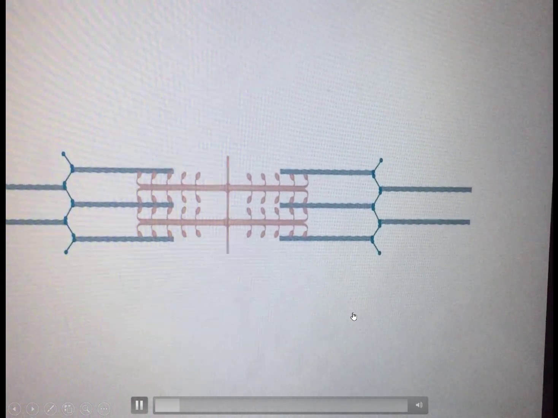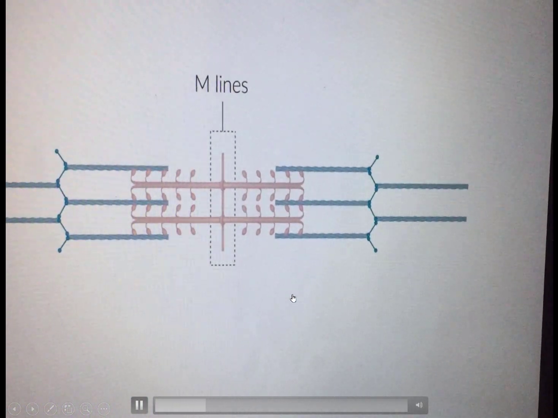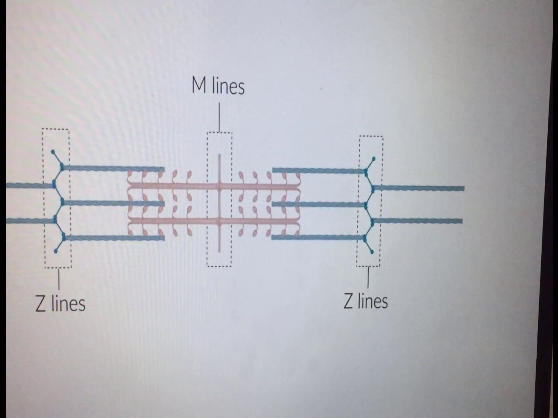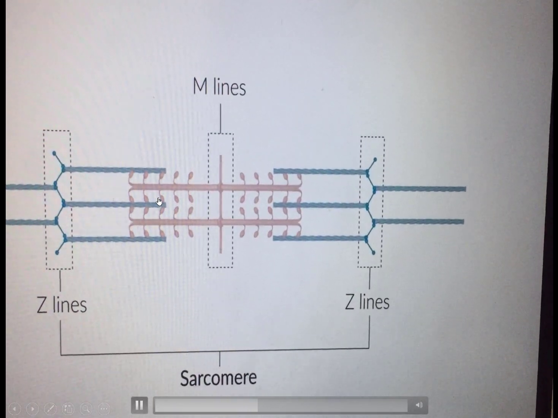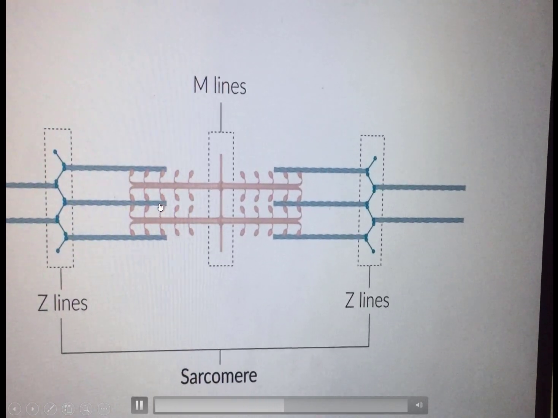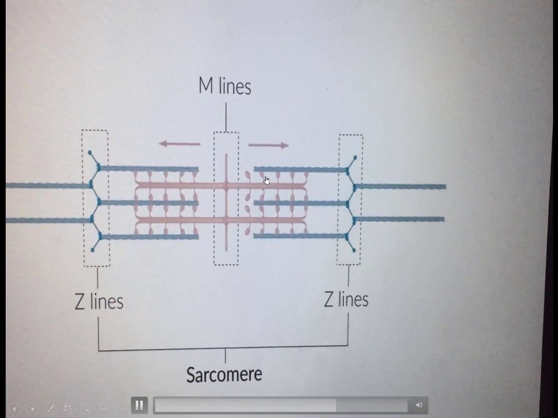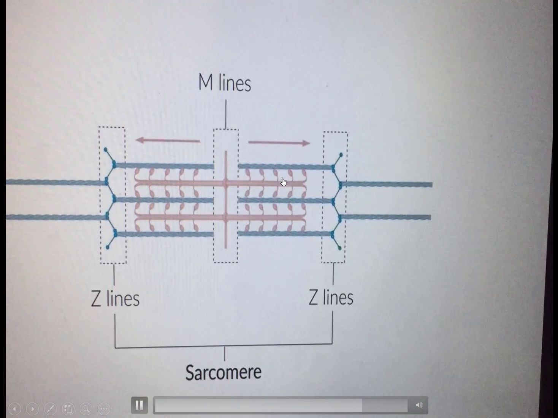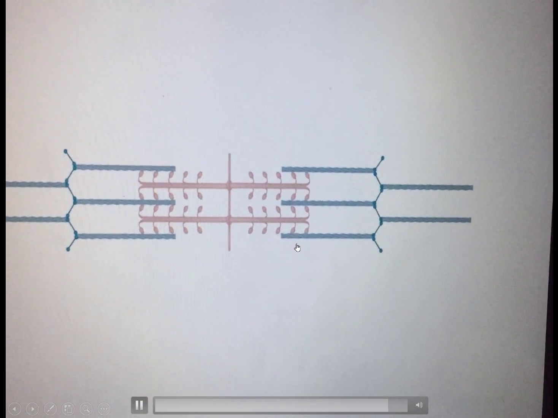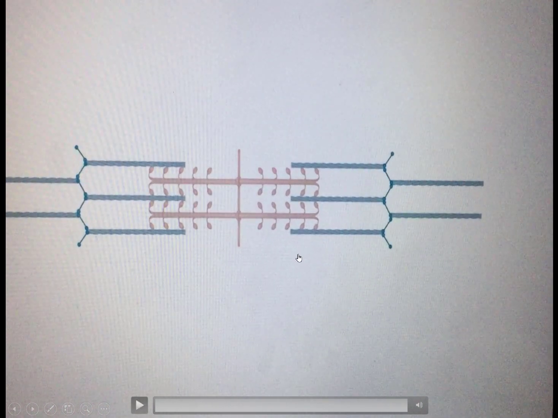So here you can see that this is the walk along theory of contraction. When there is a stimulus, all these activities occur, so there is repeated attachment and detachment of the head, which causes contraction of the muscle.